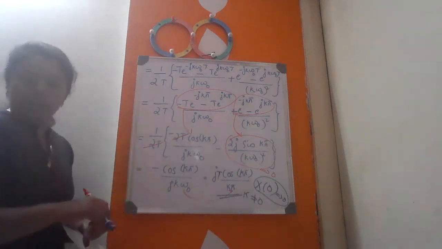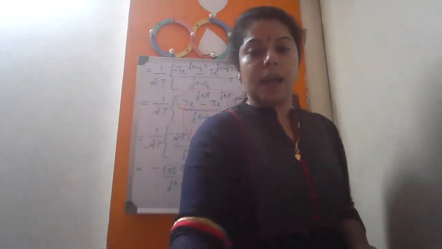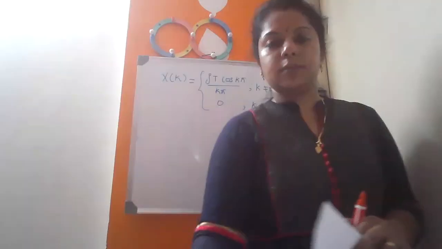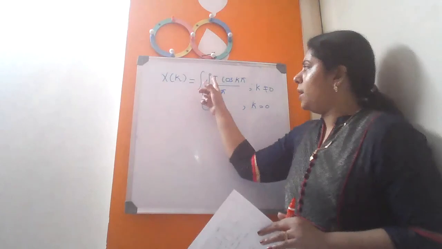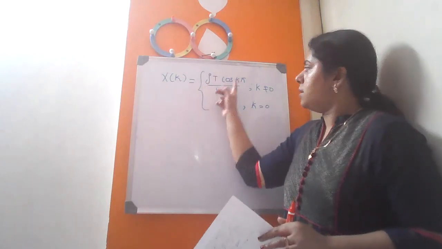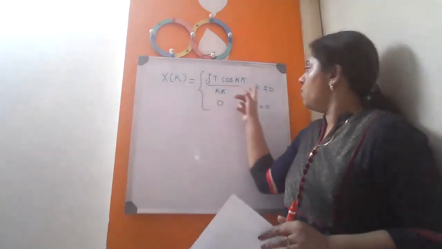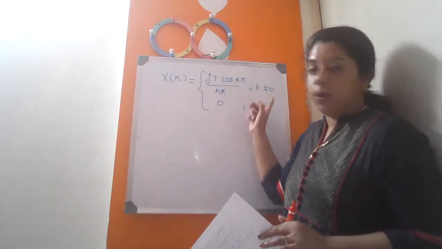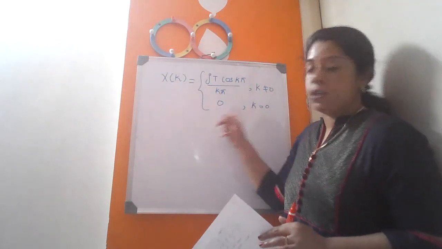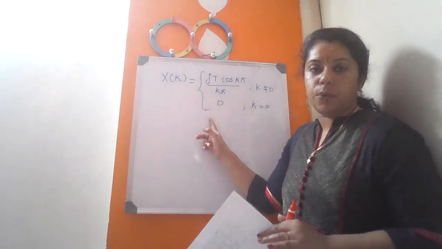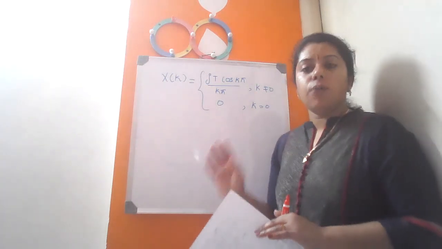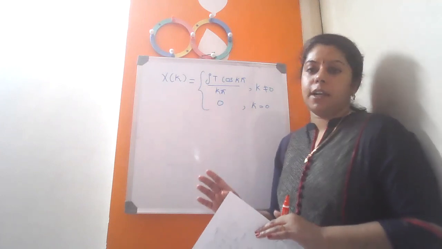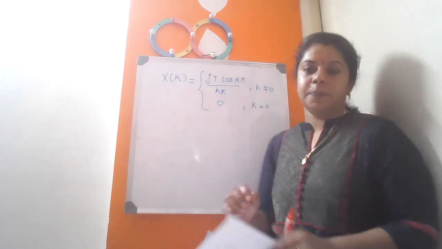So I can write my final answer as x of k is equal to j cos k pi by k pi for k not equal to 0. If I substitute k equal to 0, x of k is 0. So this is the Fourier series representation you are getting for the given signal. Thank you.